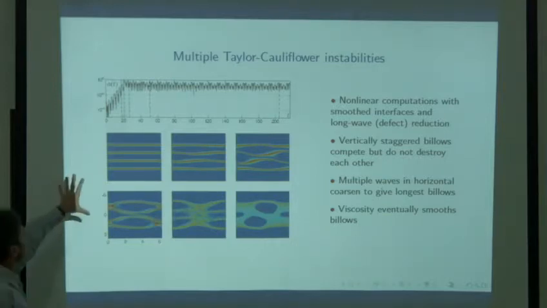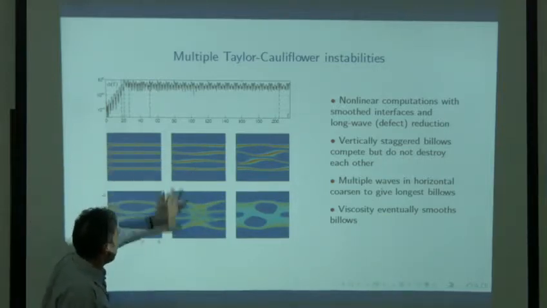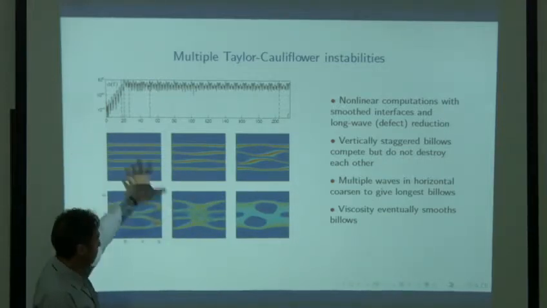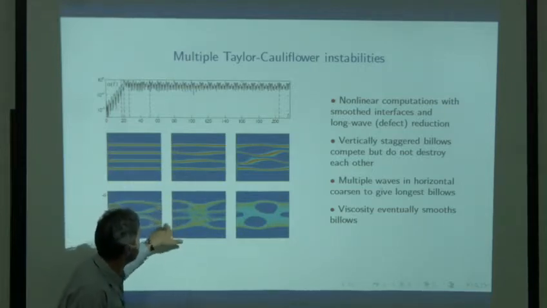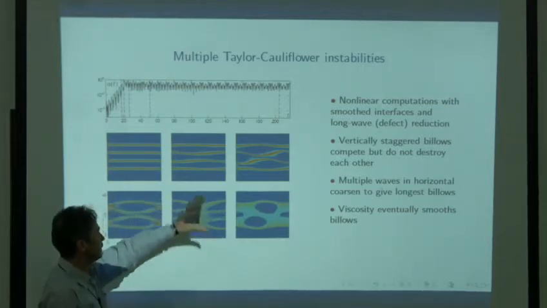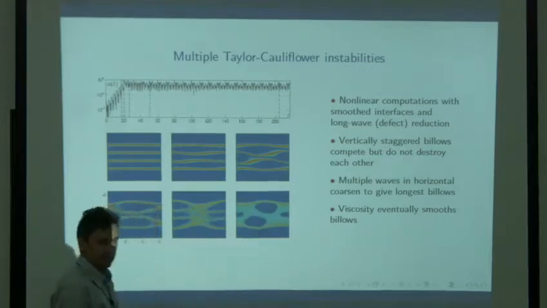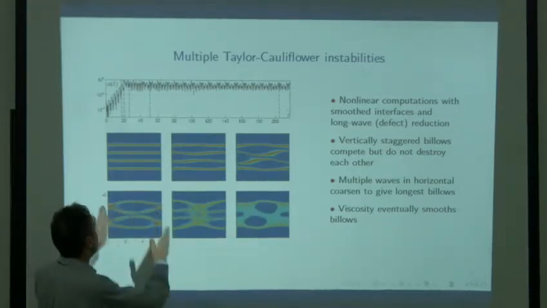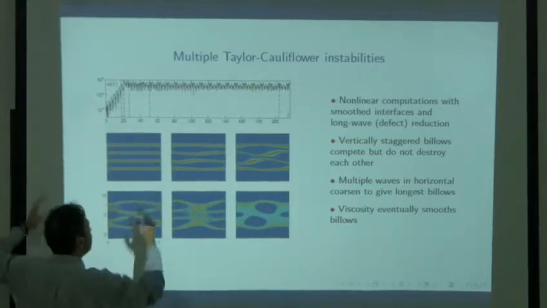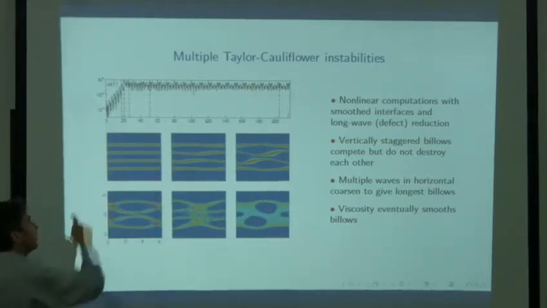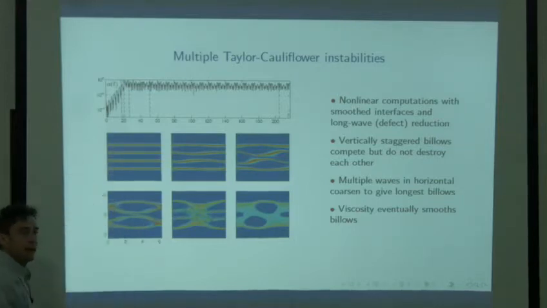Okay, so the main thing here is that you get these stacked billows. The steppy structure disappears. You get these billows here. And in this particular computation, they slowly damped away by viscosity. If you put more waves in the horizontal, they actually coarsen to give you the largest scale billow in the horizontal. However, you still see these stacked billows in the vertical.